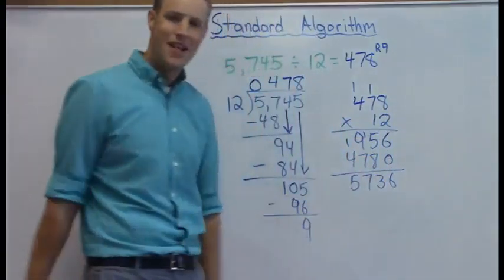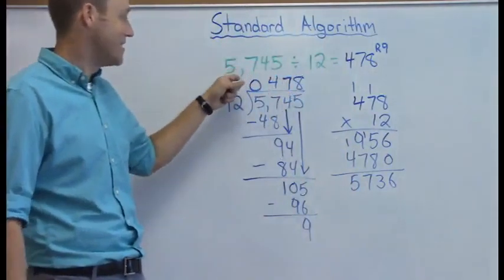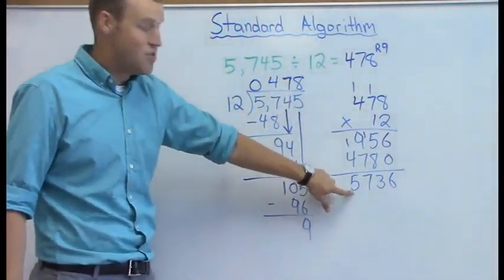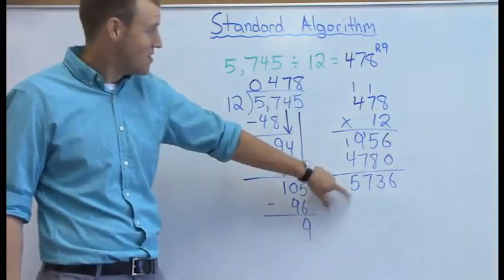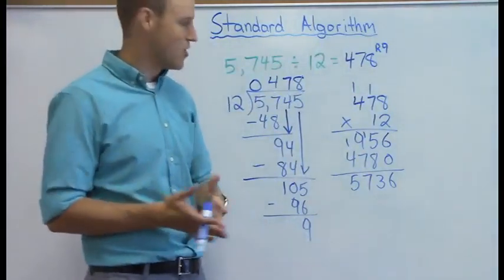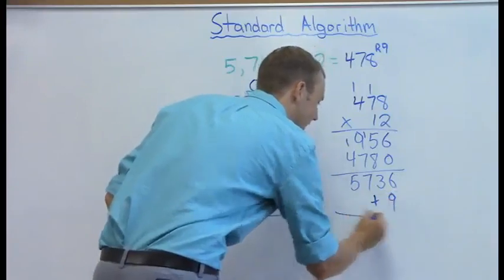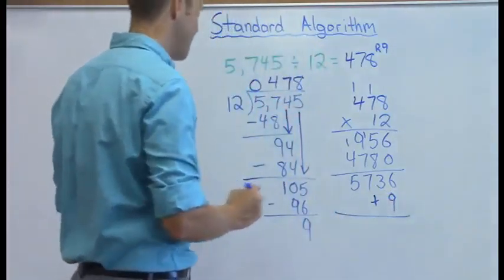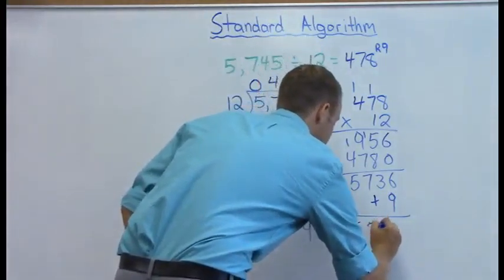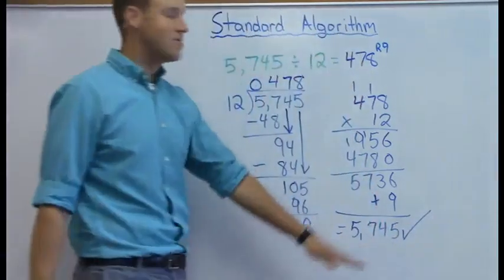And we get this. Now a lot of students are going to say, oh no, I messed up. It doesn't match my answer or my dividend. So the students need to keep in mind there's one more step to solving this problem and checking it. And that's the remainder. So we have 9 left over in this problem. So we're going to go ahead and take that 9 and we're going to add it back on. So when we add 9 back onto our problem, we get 5,745, which is the correct answer.